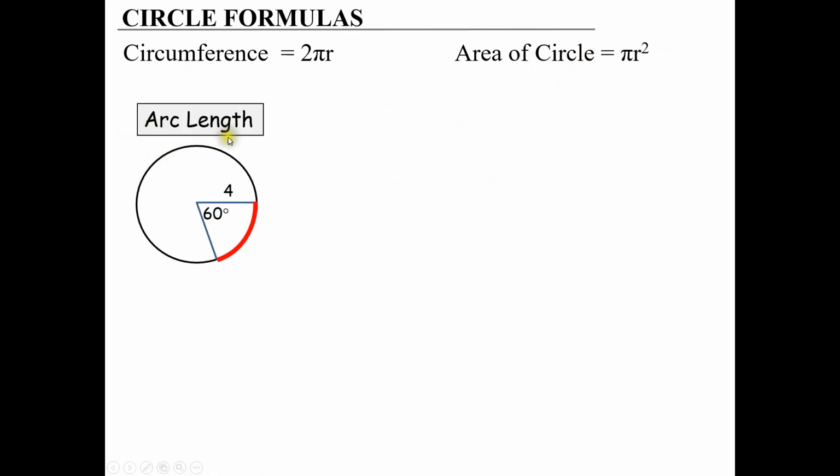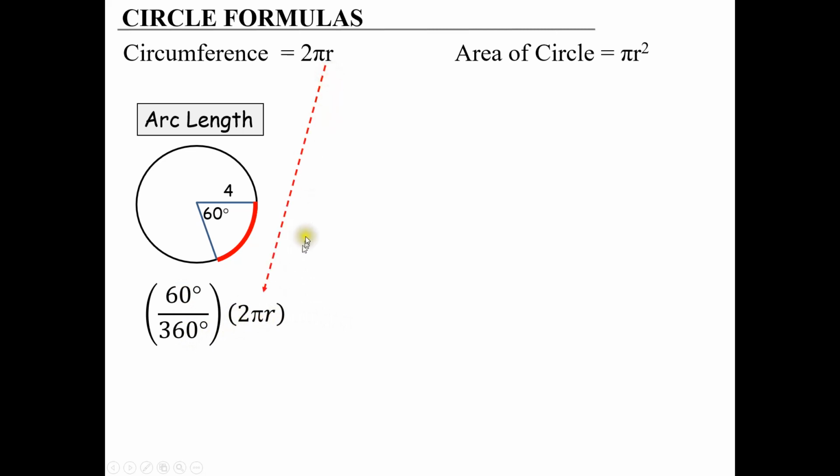Okay, arc length is the actual length of this red part of the circumference, right? Arc length is a length. It's not a degree measure, it's a length. Okay, but you use the circumference to figure it out. So we have our degree fraction. That's how much of the circle that I want to measure. Okay, I want to measure 60 degrees out of 360. If I reduce that, it's 1/6. Okay, 1/6 of the circumference.